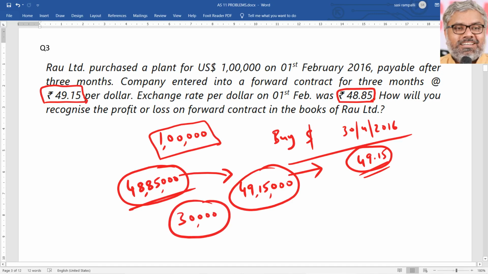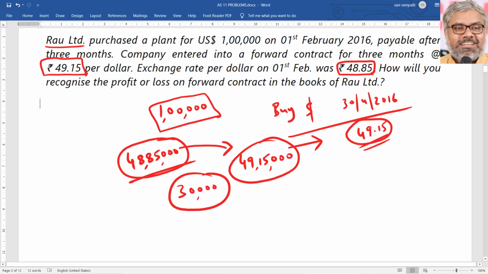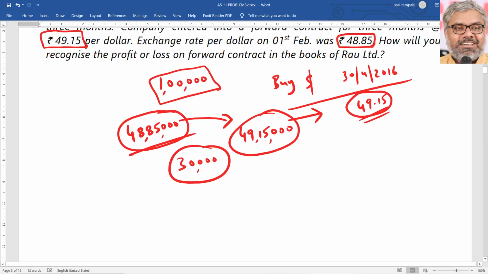But is it an unexpected loss? No. This loss is known to Rao Limited on 1st February itself, because they are already happy to take this loss rather than leaving the losses to the market. That is the forward exchange contract, where the company has agreed to take a loss of 30,000 rupees because it is okay with that. But accounting of this 30,000 is a different story. 30,000 is a loss, that is clear. You can call that a premium. Forward exchange contract premium paid by Rao Limited, that is 30,000 rupees.